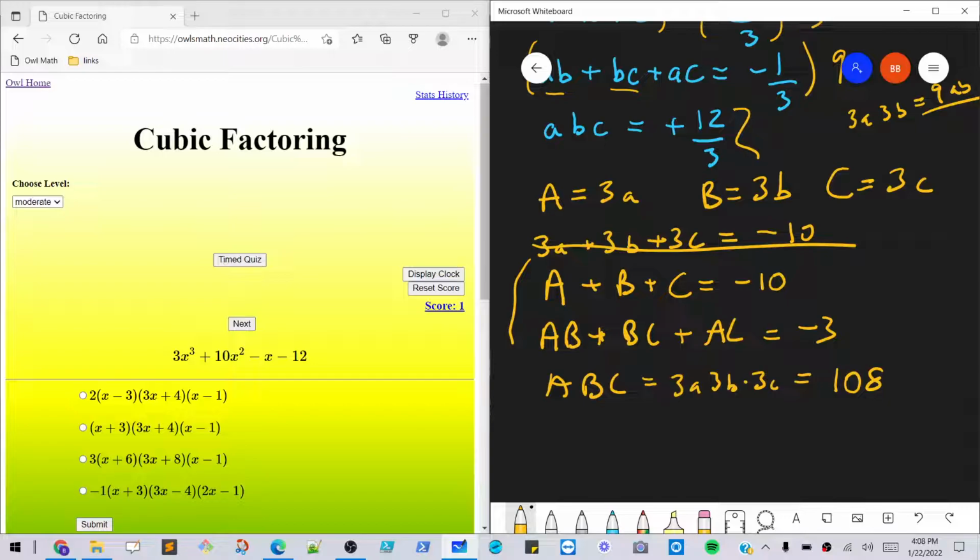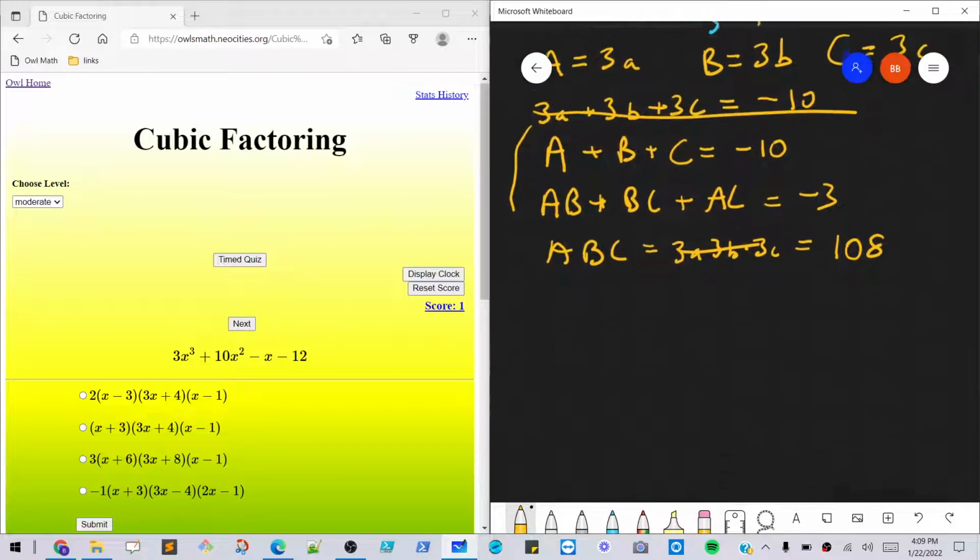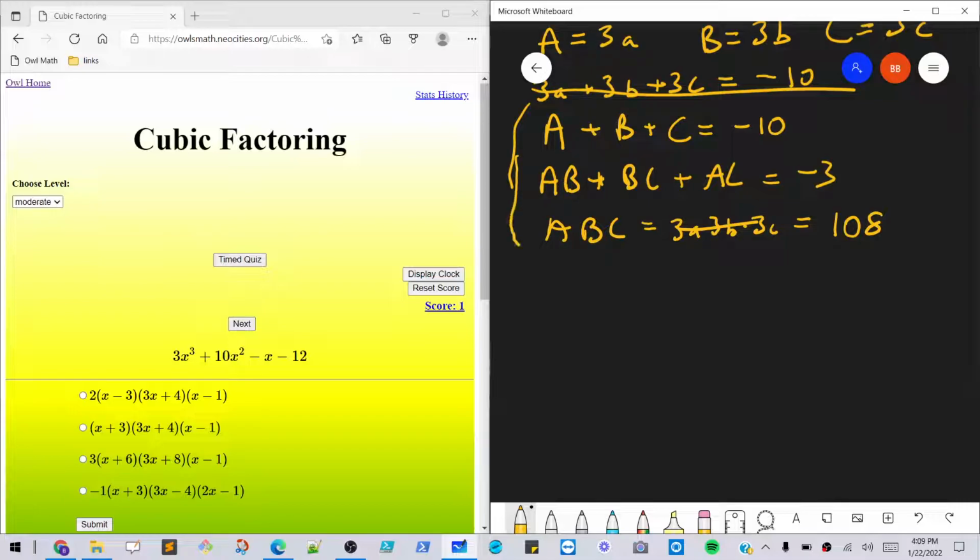So then we're not really interested in that. So now all I want to do is solve for the big A, B, and C. And so all we really have to focus on is these 3 equations. And all we're really going to do is try to solve for A, B, and C using what we have. And then the first thing I like to do now is I just want the prime factors of 108.